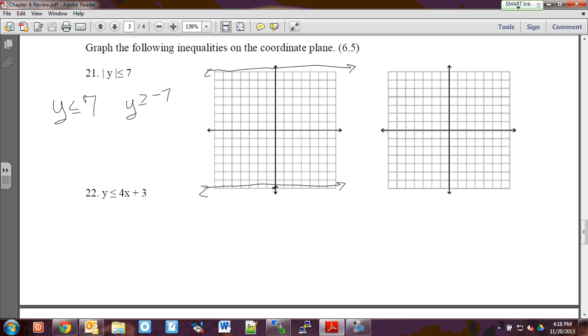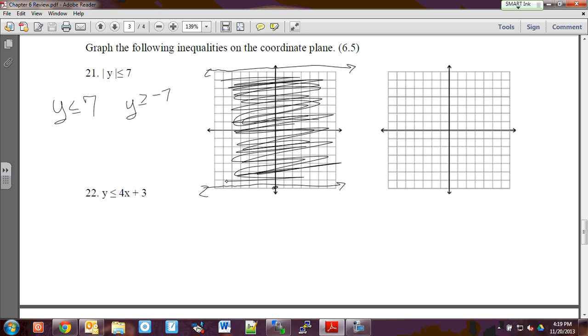Alright, so y is less than or equal to 7. So that means this is all less than 7. And y is greater than negative 7. And all of this is greater than negative 7. So you'd graph the two lines and shade everything between them. Okay, this is graph number 21.